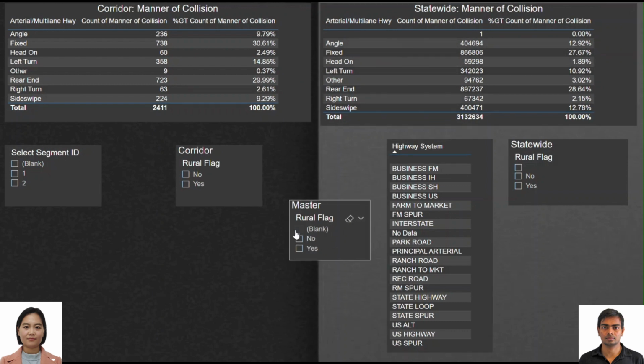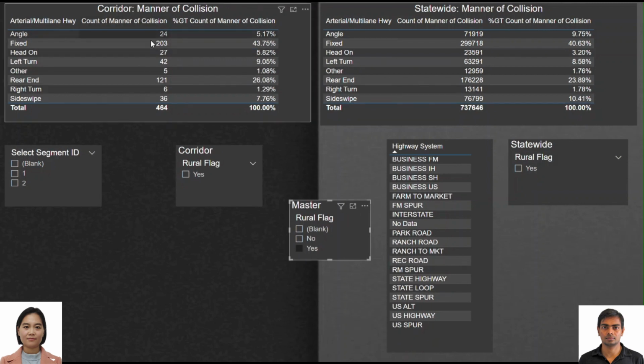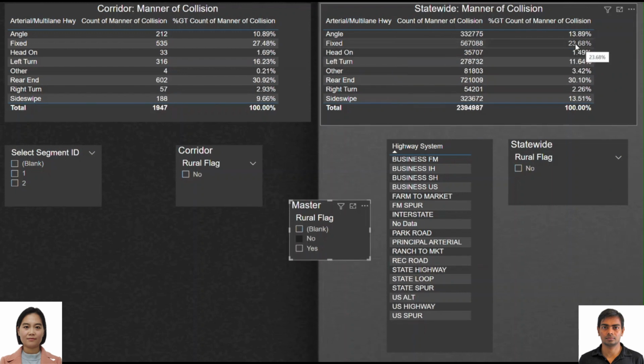So I have this master filter here, and if I click yes, the left hand side will filter out for the rural area and right hand side will filter out for rural area. Looking here, we can see that the fixed object crashes is 43%, whereas the statewide average is 40%. So we can try to draw some conclusions. Let's say rural flag is no, then we can look at some of the interesting ones. Let's say left turn crashes for the project is 16%, whereas the left turn crashes for the statewide is 11%. Depending on how we are declaring high or low, left turn here is relatively higher than the statewide average.